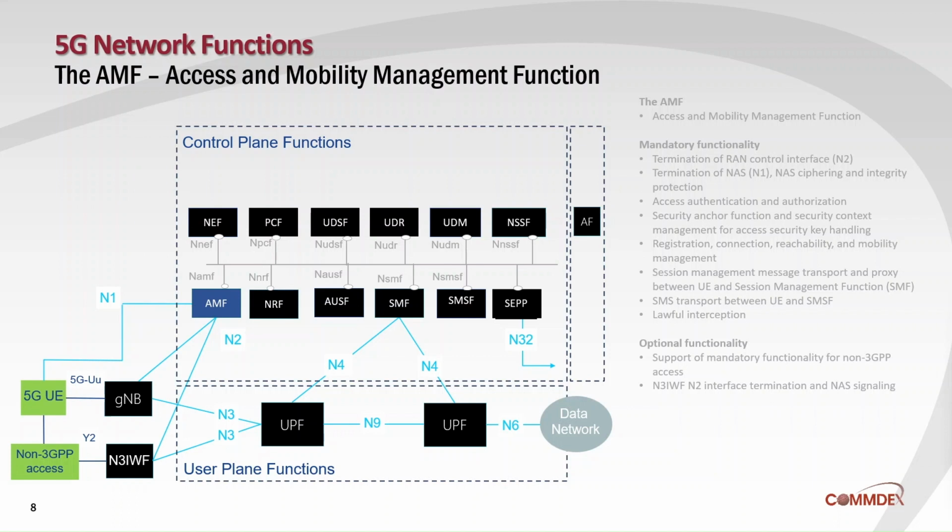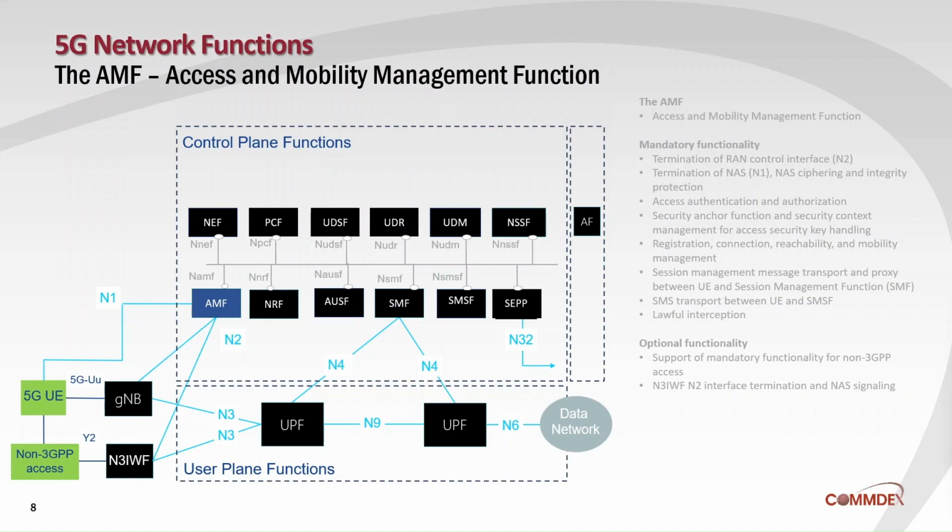The AMF is the Access and Mobility Management function. It is responsible for the termination of RAN control interface N2. It also terminates the NAS signaling on N1 interface, and it provides NAS ciphering and integrity protection. It is responsible for access, authentication, and authorization. It is the security anchor function and security context management for access security key handling.